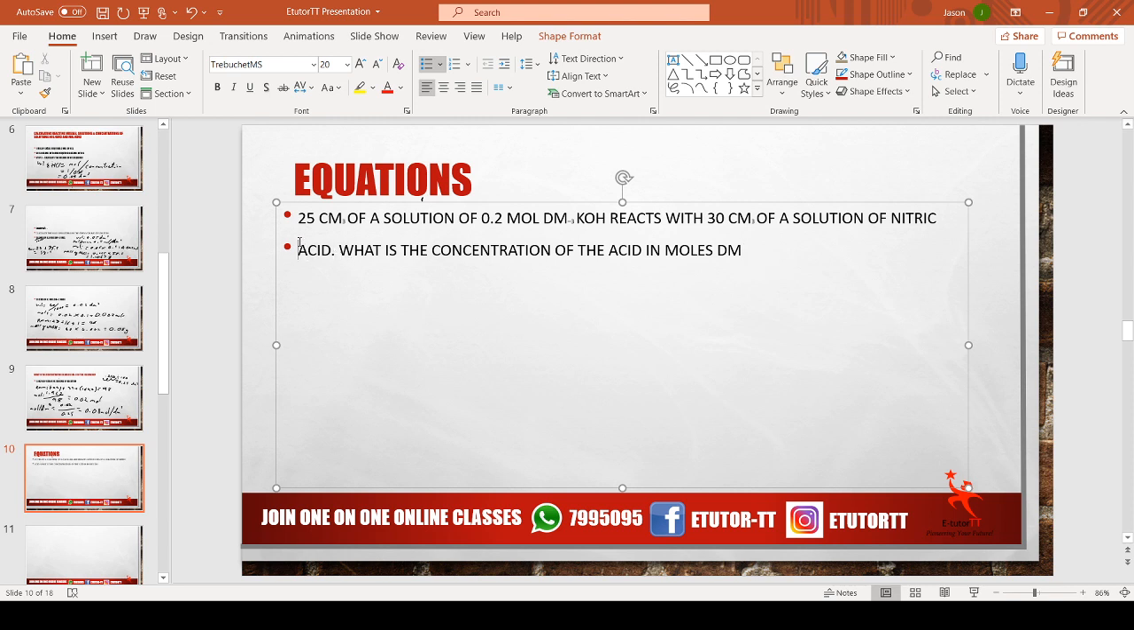Alright, so this is the question. We have 25 cm cube of a solution of 0.2 moles per dm cube sodium hydroxide reacts with 30 cm cube of a solution of nitric acid. What is the concentration of the acid in moles per dm cube? Now, the first thing we want to do is write out a little equation.